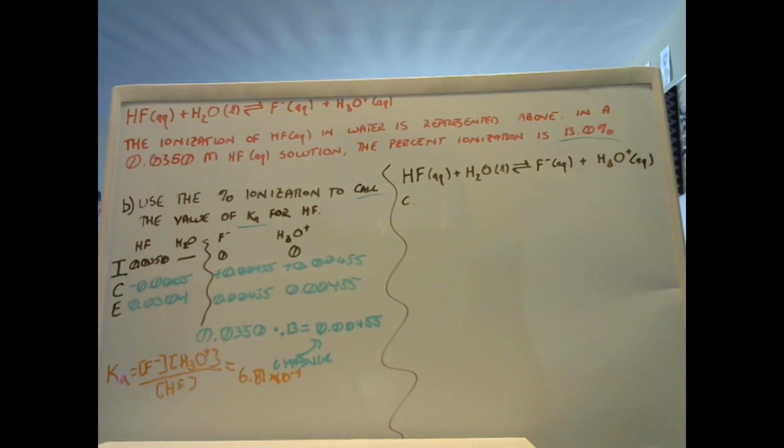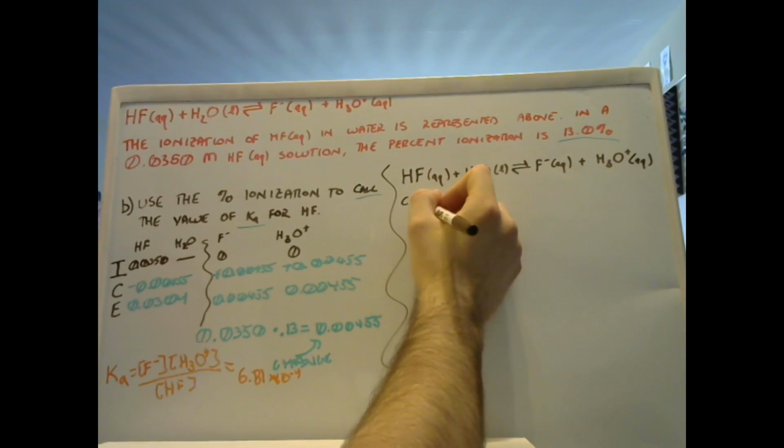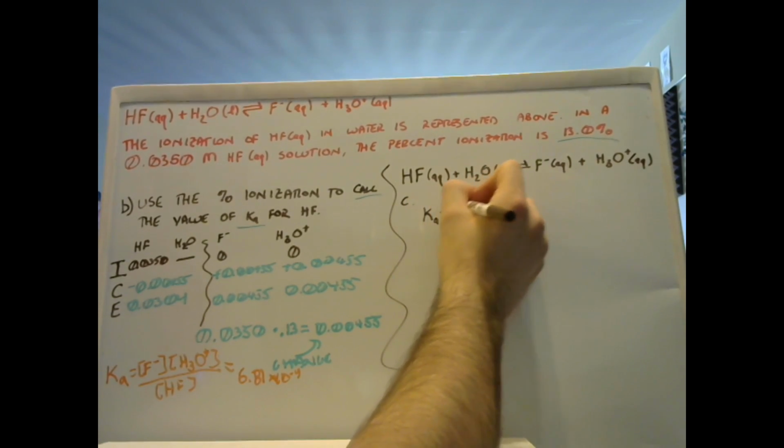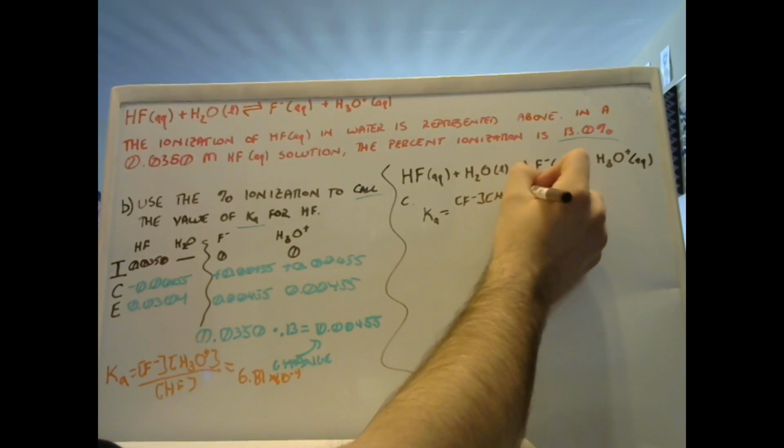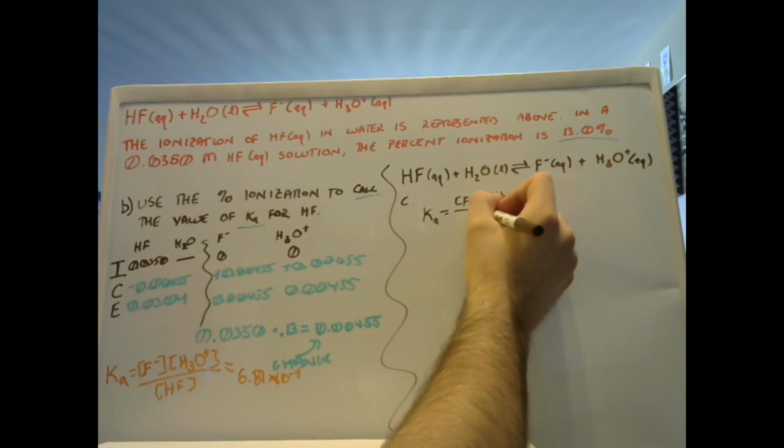The issue here is that H2O doesn't show up in your Ka expression. It won't shift your equilibrium because it's not a factor. We can't use Le Chatelier, and that's what they're trying to do here. They're trying to trip you up and ask, do you know when you can use Le Chatelier? Yes or no? So don't fall for the trap. What we have to do instead is go, okay, we have a Ka expression, right? And our Ka is going to equal F minus times H3O plus over HF.